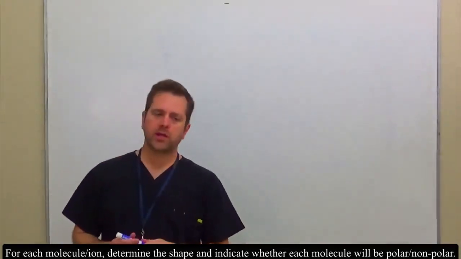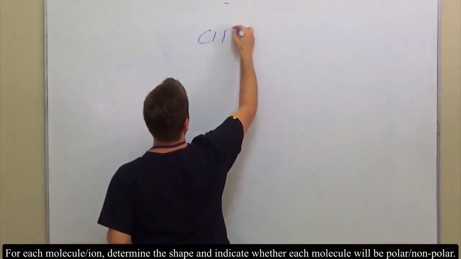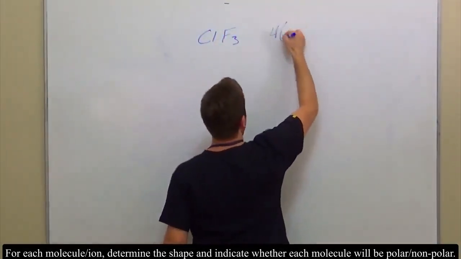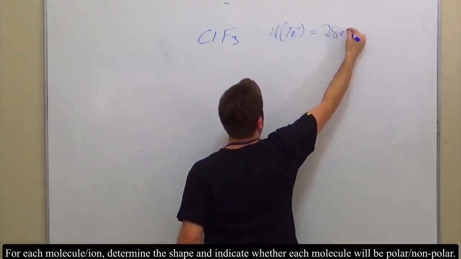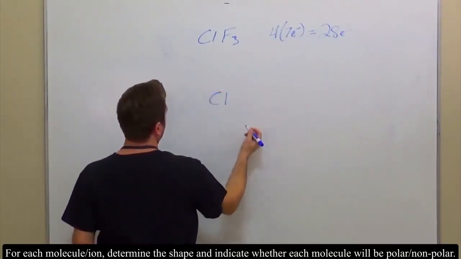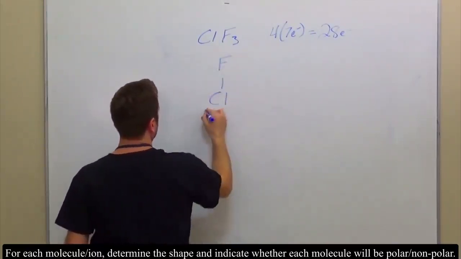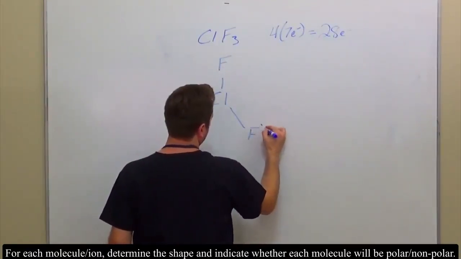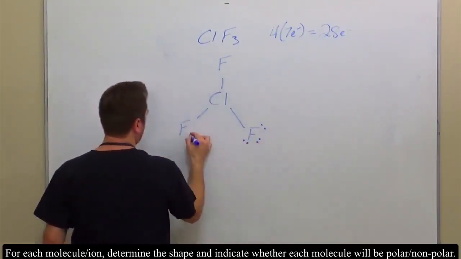Now what about chlorine trifluoride? Chlorine trifluoride, okay? They're all group 7 elements, so we got 4 times 7 valence electrons gives us a total of 28 electrons that we'll account for. Chlorine is going to be in the middle, and it's going to be bonded to the 3 fluorines. So I'll just set it up like this. And I'm going to go ahead and start filling in the octet on the fluorines.